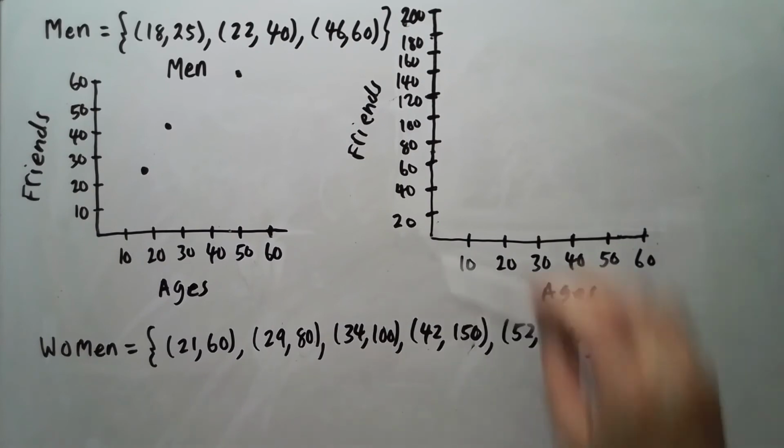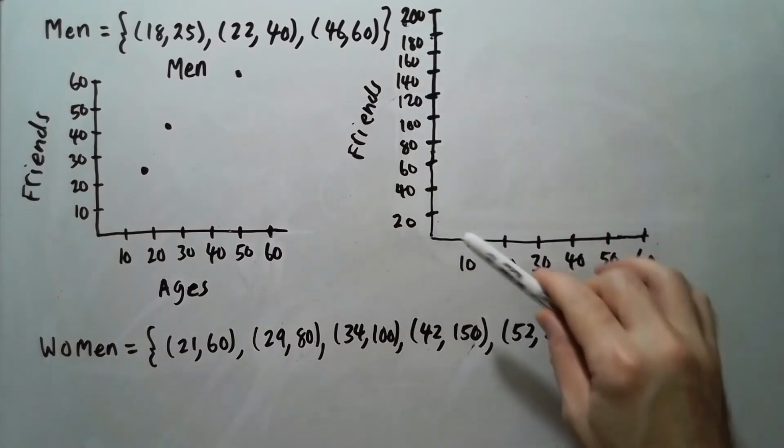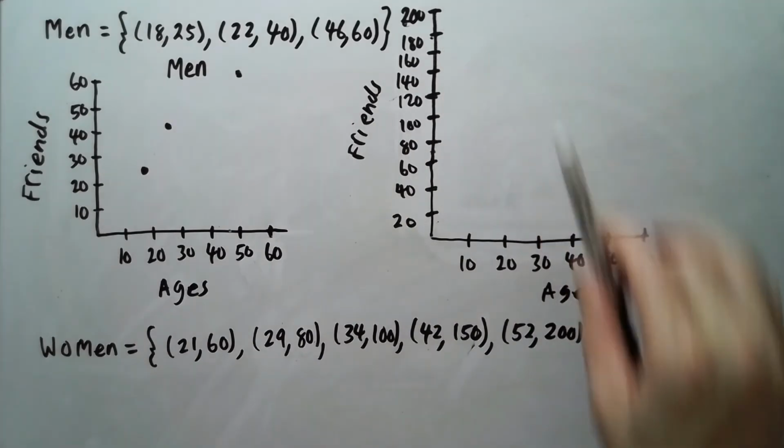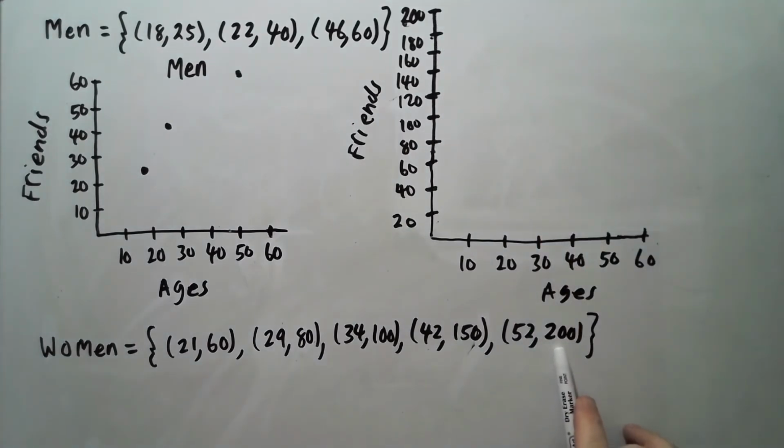Okay, so I've made friends on the y, ages on the x again. Here I'm going by increments of 20 all the way up. I need to go up as far as 200 because that's the biggest friends number we have here. In ages, I have to go all the way up to 60, say, going by increments of 10 because our biggest age is 52. Okay, so let's start graphing these.